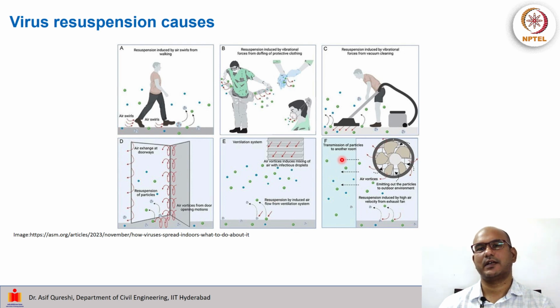Then we may also have transmission of particles from another room due to these mechanical forces, wind which is forced through fans. So these air vortices will of course emit the particles out, and depending on how the fans, ceiling fans and the exhausts are, some of it may be resuspended and go to another room.